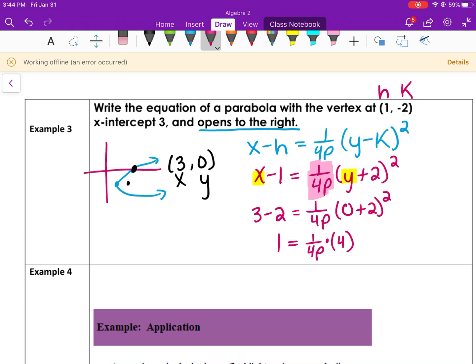Oops, I think I did something wrong here. I think I accidentally changed this to a 3 minus 2 when it should have been just 3 minus 1, x minus 1. So this should be 2 here.